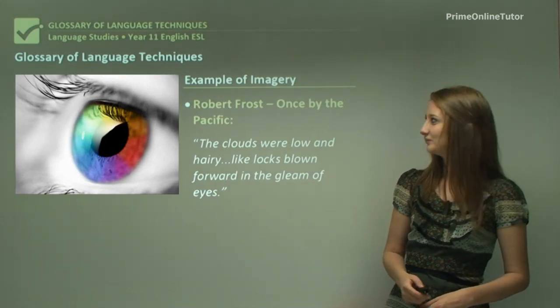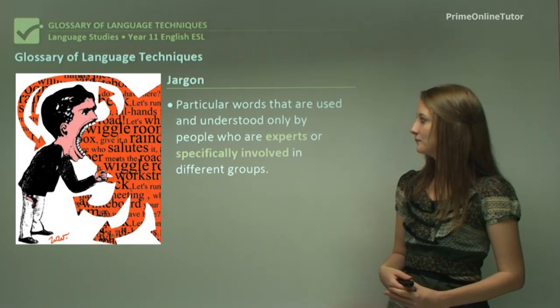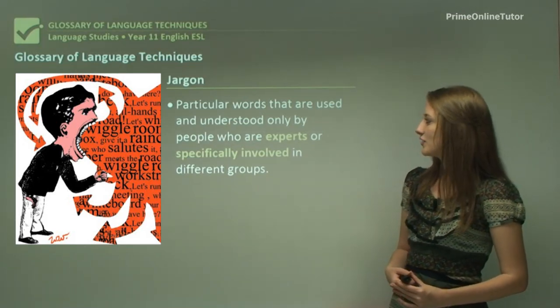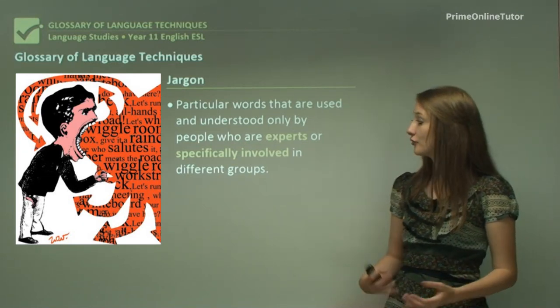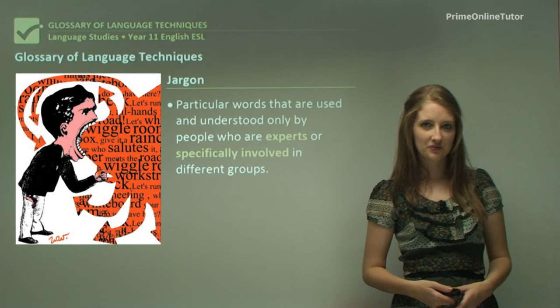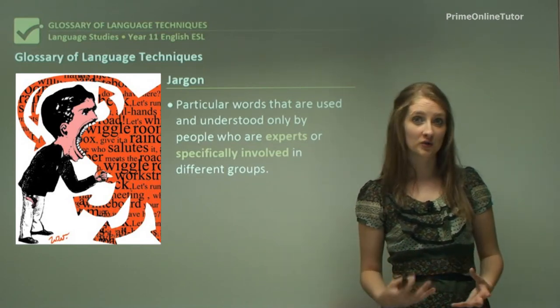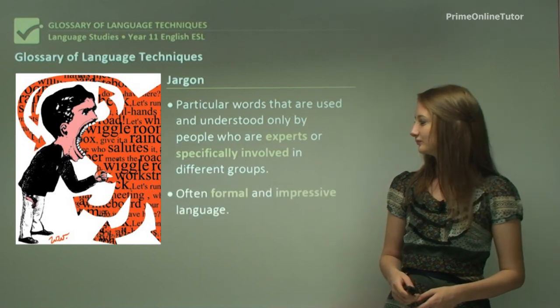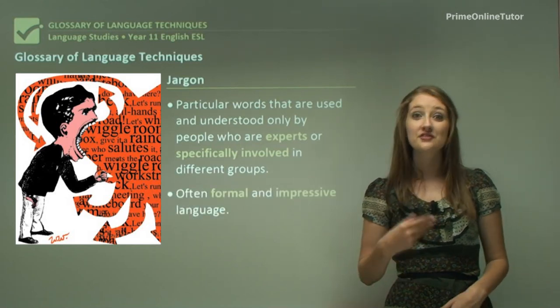The technique of jargon is also a really important one. Jargon is particular words that are used and understood only by people who are experts or specifically involved in different groups. So it's quite exclusive language. It's language that only a certain group will understand. It's often formal and impressive language, which shows a sense of status.